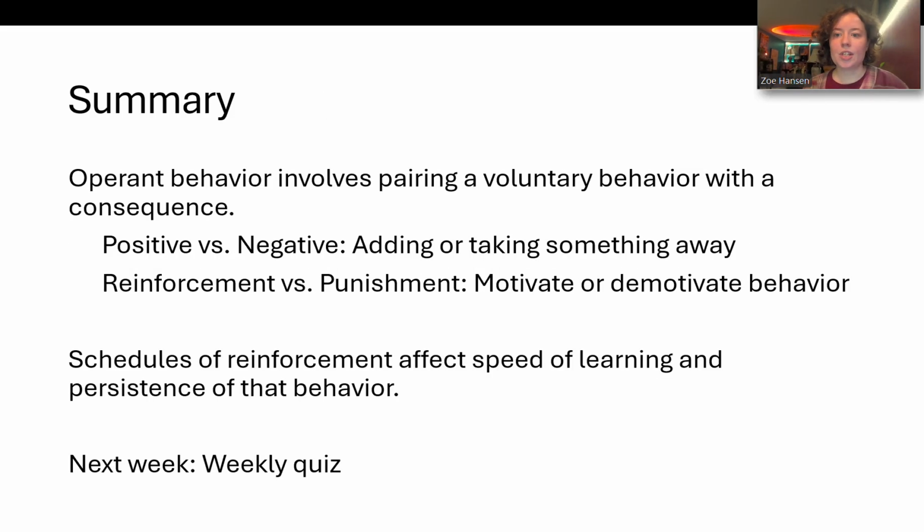All right. So in sum, operant behavior involves pairing a voluntary behavior with a consequence, so that it can be positive or negative, adding or taking something away, and it can be a reinforcement or a punishment, so motivating or demotivating behavior. And schedules of reinforcement affect the speed of learning and the persistence of that behavior. So next week we're going to quiz your knowledge on all of this material on our weekly quiz.